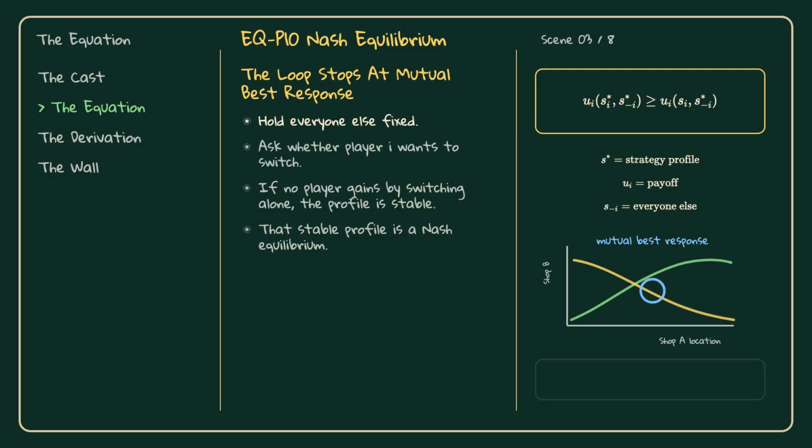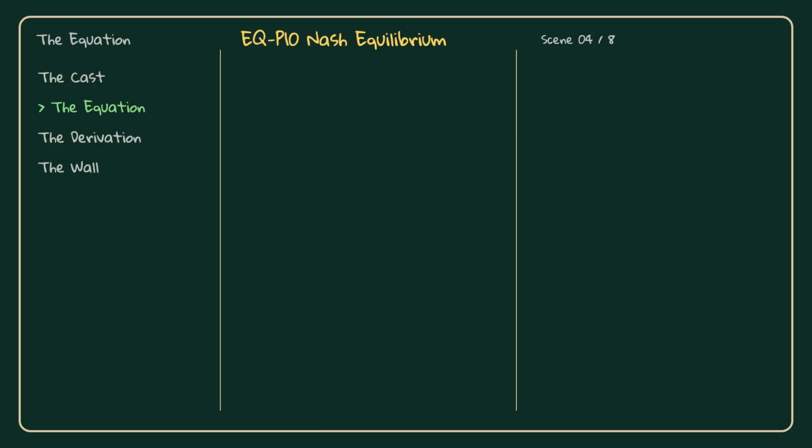Notice what the equation does not say. It does not say the outcome is kind. It does not say the outcome is efficient. It does not say the players are happy. It says only that no one has a profitable solo escape. That is why the idea is so useful. It splits stability from goodness.